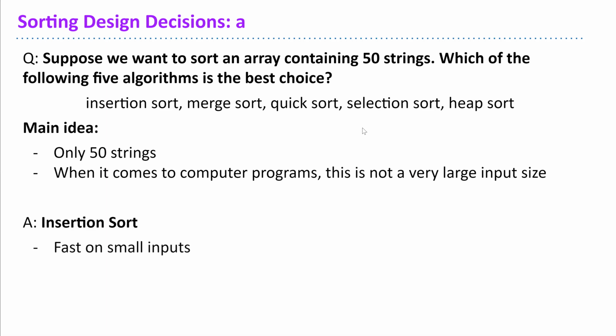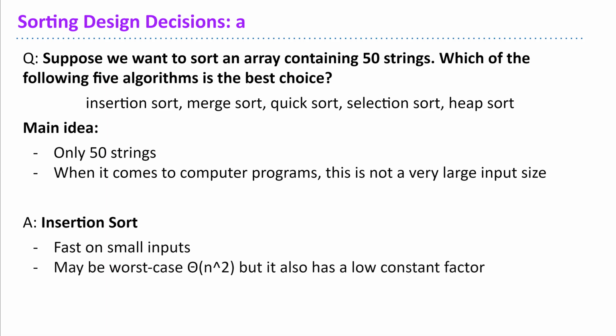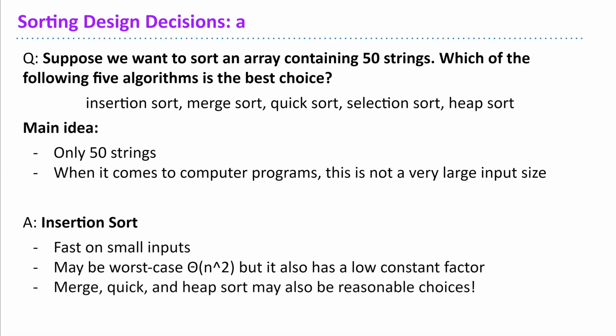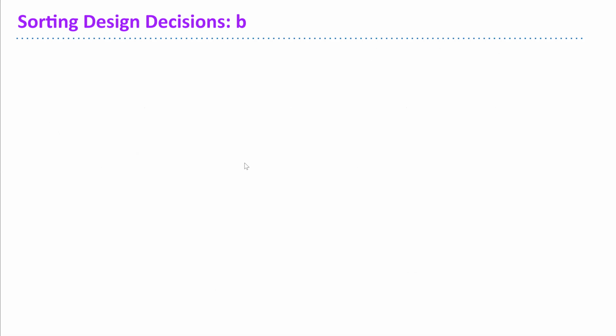The reason for that is because it's fast on smaller inputs, and even though its worst case runtime is O of n squared, it has a low constant factor. So we would be okay if we used insertion sort in this case. But we could also have used merge sort, quick sort, and heap sort. They would have been completely reasonable choices for this question. Right, moving right along to B.